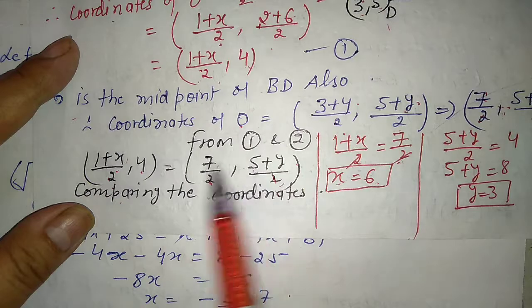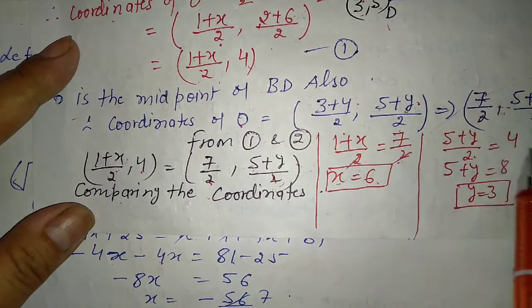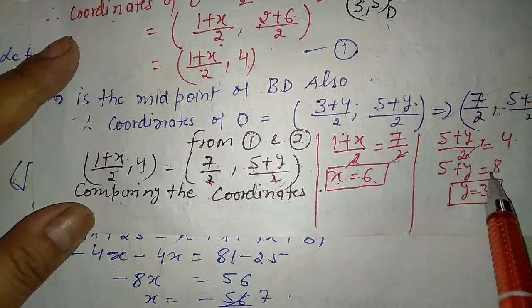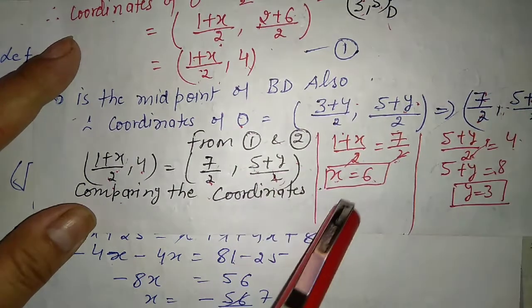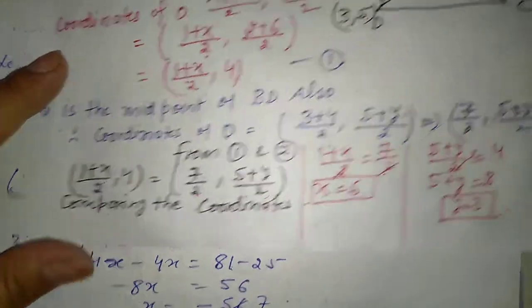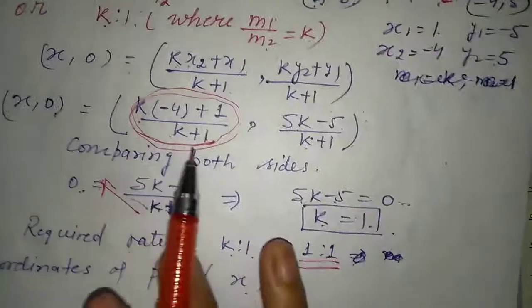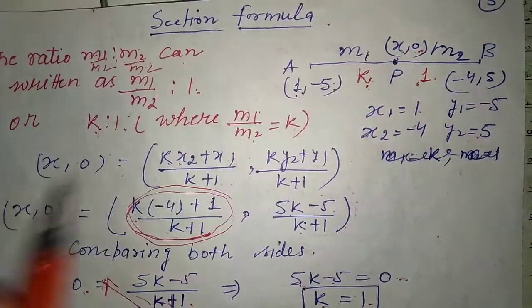And (5 plus y) upon 2 is equal to 4. Cross multiply: 8, 8 minus 5, that is 3. The value of x is equal to 6 and the value of y is equal to 3. This is given here. Now after this we can see question number 7.